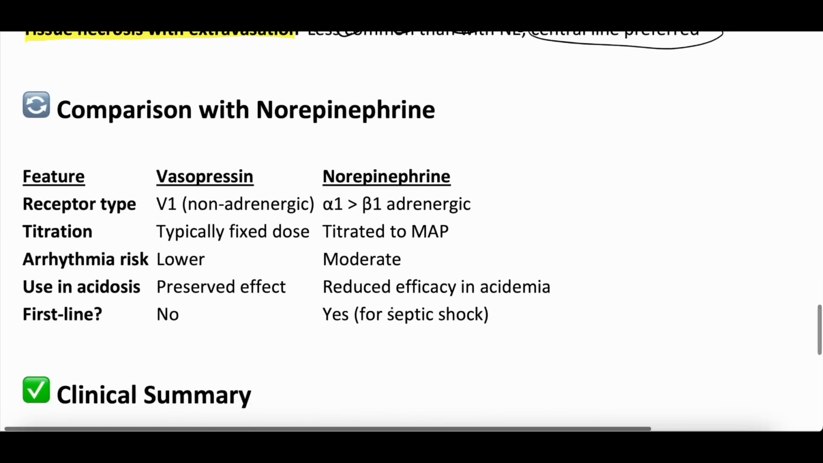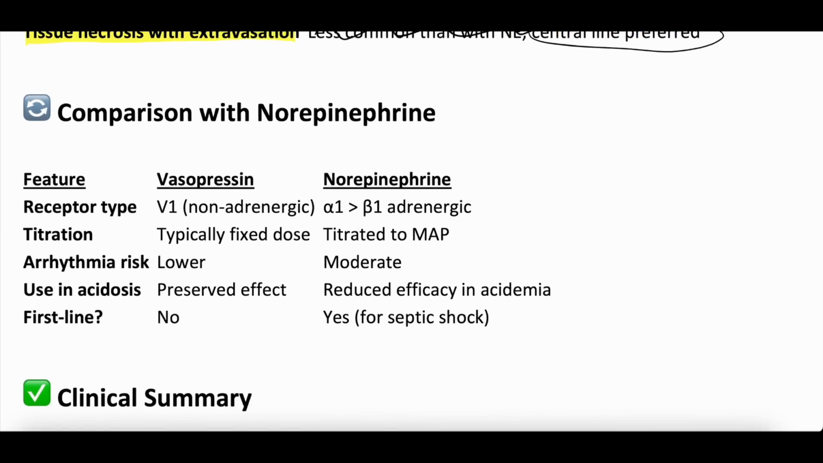So just a comparison, norepinephrine compared to vasopressin are two first-line agents we often use for vasopressors. Norepinephrine is adrenergic, right? I said that a couple times. It's a catecholaminergic vasopressor, just like epinephrine and phenylephrine. Whereas vasopressin is non-adrenergic, right? It does not act at catecholamine receptors. Vasopressin acts at V1, V1A, and V2. Norepinephrine acts at alpha 1 and beta 1, which we'll talk more about in the norepinephrine video.